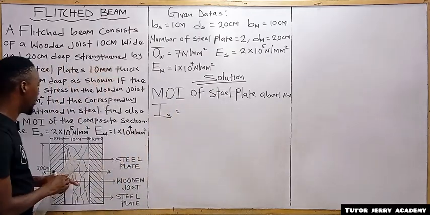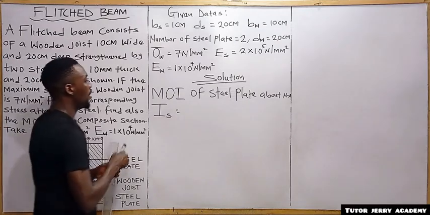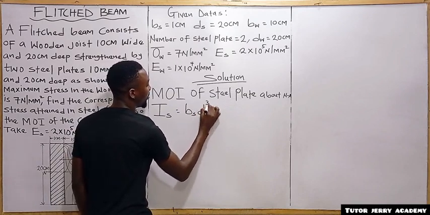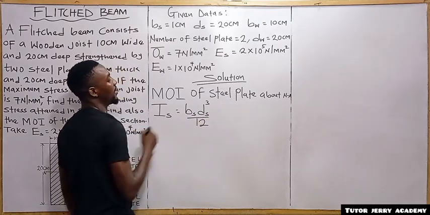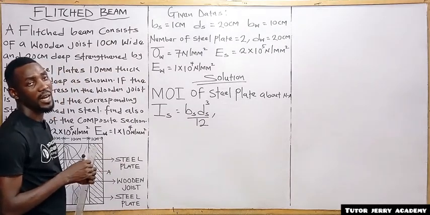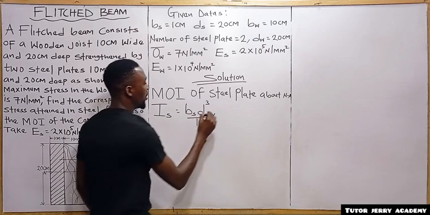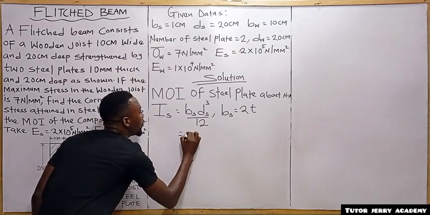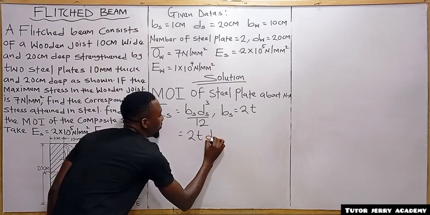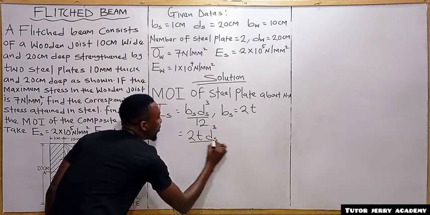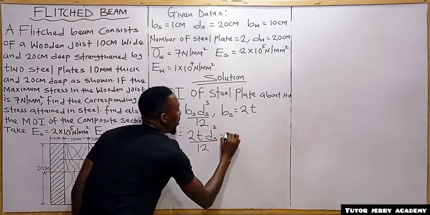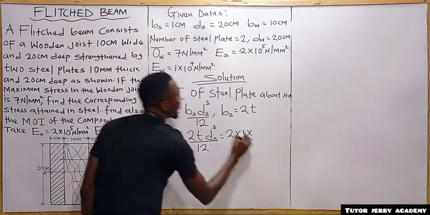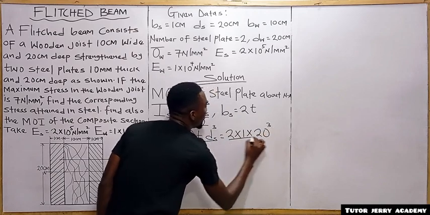So this will be I subscript S, which is equal to what? We know that the steel plate is just in the form of a rectangle, so it's going to be the base of the steel times the depth of the steel all cubed, divided by 12. Recall that the base of the steel here is equal to 2t. So we can write this formula as 2t times the depth of the steel cubed, all over 12. If you substitute, I'm going to have 2 multiplied by the thickness 1, multiplied by the depth of the steel 20 cubed, then divided by 12.